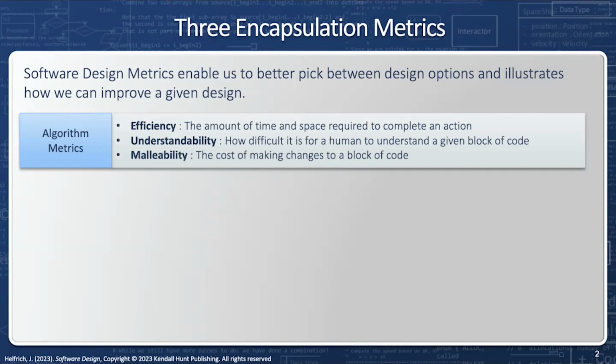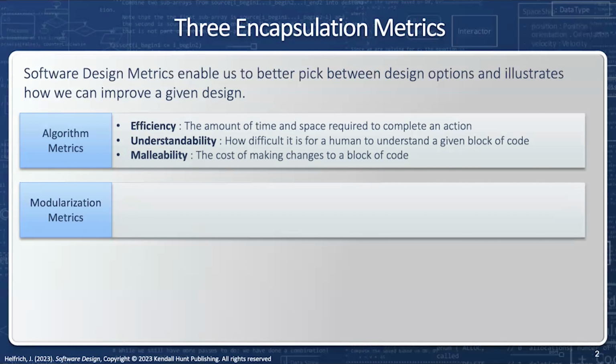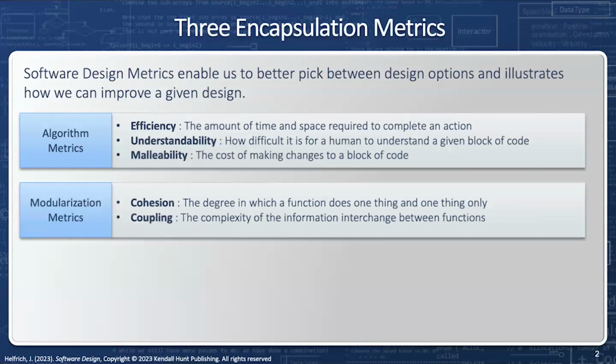Malleability is the cost of making changes to a block of code. Inevitably, we have to adapt the code to change the needs of the client. We have to make modifications, add features, and malleability is a measure of the cost of that. We also have modularization metrics. The first of these is cohesion, the degree to which a single function does one thing and one thing only. And then we have coupling, the complexity of the information interchange between functions.